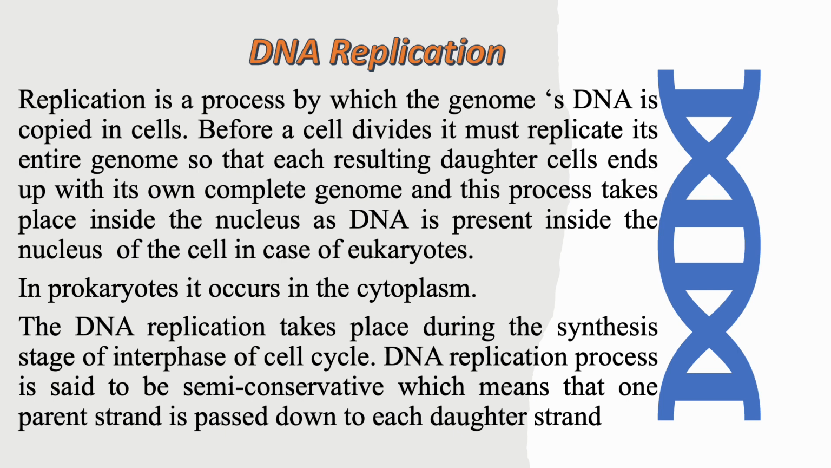Before a cell divides, it must replicate its entire genome so that each resulting daughter cell ends up with its own complete genome. This process takes place inside the nucleus, as DNA is present inside the nucleus of the cell in the case of eukaryotes. In prokaryotes, it occurs in the cytoplasm, as there is no nuclear membrane surrounding the genetic material, and the genetic material is present in the cytoplasm, so it occurs in the cytoplasm only.